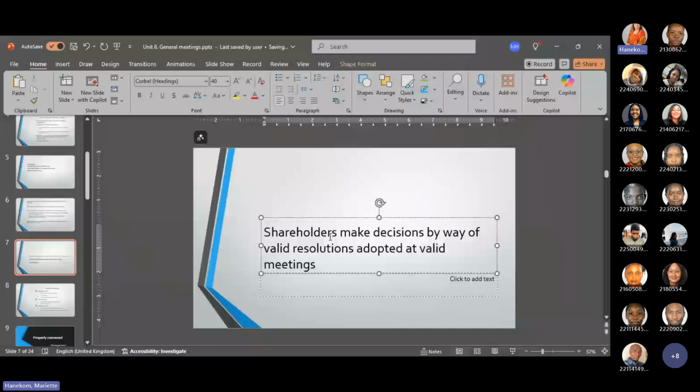How do shareholders make a decision? By way of adopting a resolution at a meeting. So a resolution, a fancy term for a shareholder's decision, or a fancy term for a decision. It's not only shareholders that take resolutions, the board of directors can also adopt resolutions. Resolution, a fancy term for a formal decision. Now, the important part is that for this decision, this resolution, to be binding on the company, it must be valid.